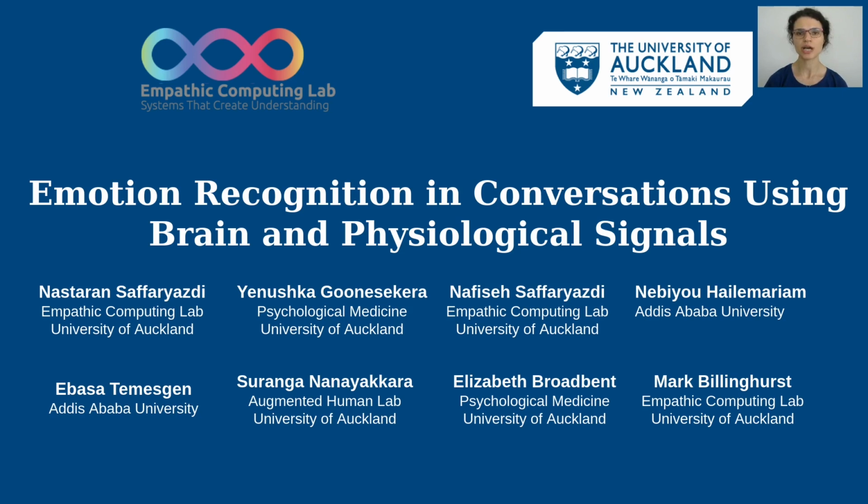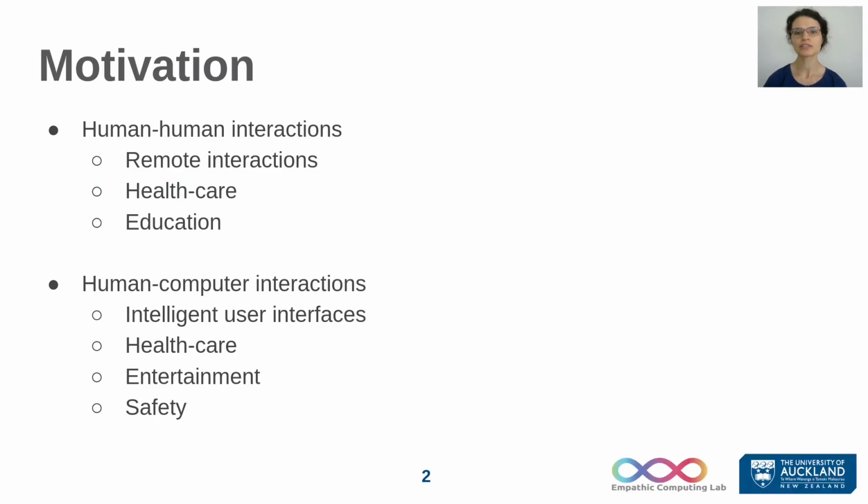Today I'm presenting our research on emotion recognition in conversations using brain and physiological signals. Nowadays, recognizing emotions is essential in many human-human and human-computer interactions. The effectiveness of our remote interactions, therapy, consultations, or training sessions could be improved if they were equipped with emotion recognition systems. Also, creating intelligent agents with emotion recognition capabilities could be useful in healthcare, education, entertainment, and safety.